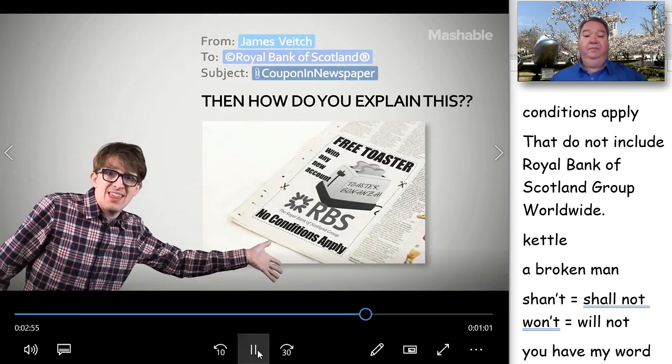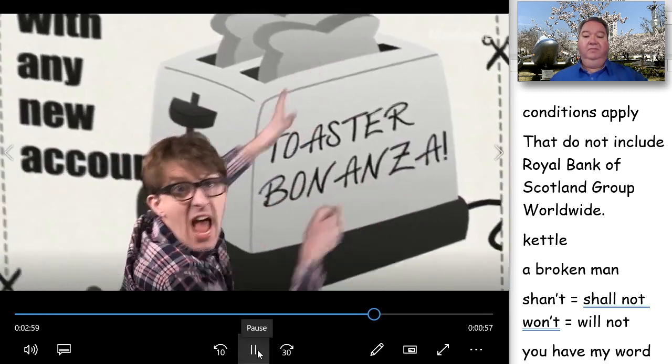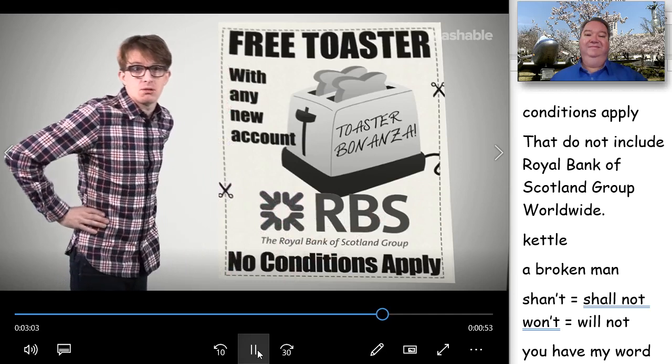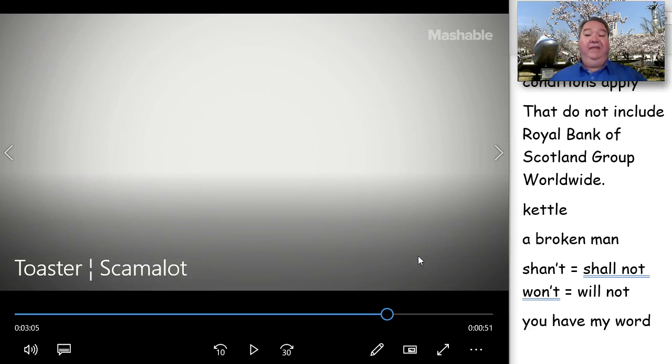So then how do you explain this? Free toaster with any new account, Toaster Bonanza! No conditions apply. Get out of that. I got you. Get out of that.